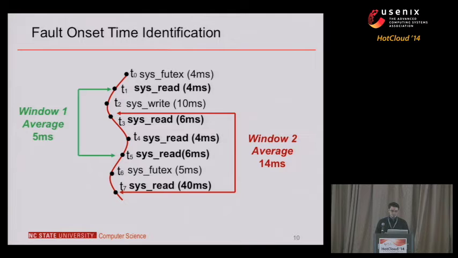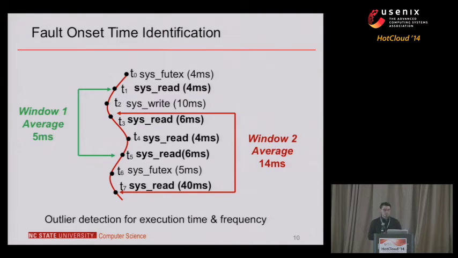So we can see the last sysread has had a significant increase, and it's been affected by some kind of problem. So what we do is we apply outlier detection based on execution time and system call frequency in order to look for this. The reason that we look at both execution time and frequency is because we found that some problems can manifest as a change in execution frequency. For example, if you have some kind of an endless loop, your system calls might execute at the same time, but now instead of generating 10 system calls, you're generating 10,000 system calls. So it's necessary to look at both execution time and frequency.